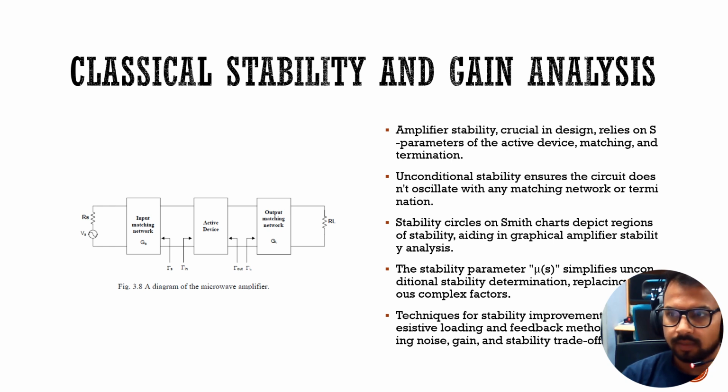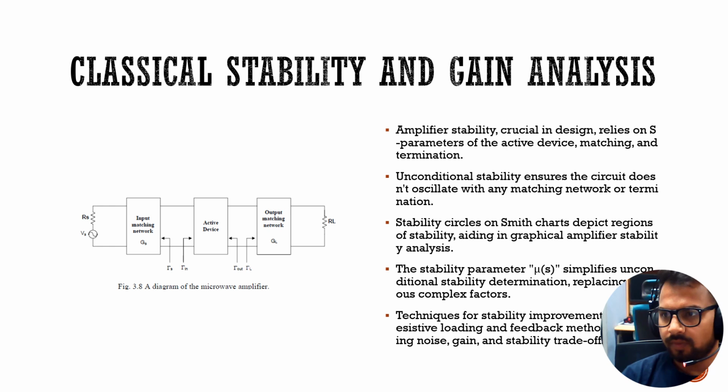Now, classical stability and gain analysis. This is one of the very important parts. A diagram of a microwave amplifier is given where you can see the voltage source, the resistors, the input matching network, the active device, and the output matching network, and a resistance load is also given.